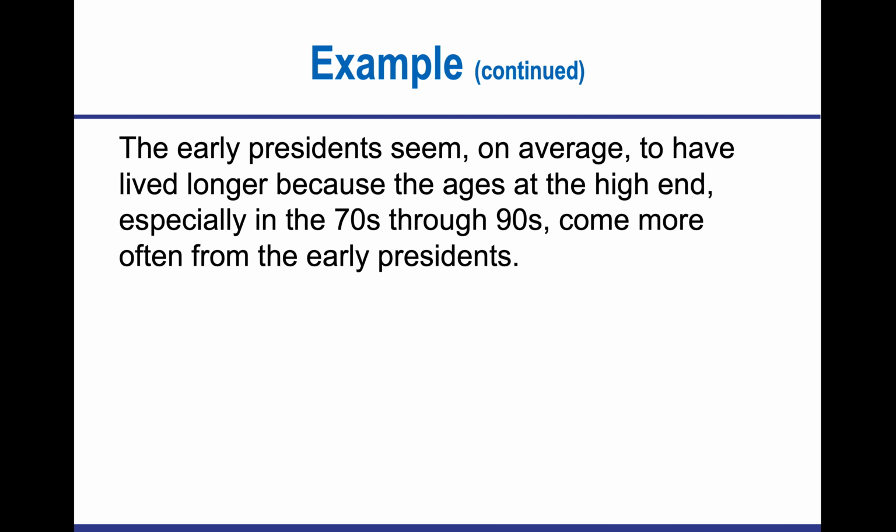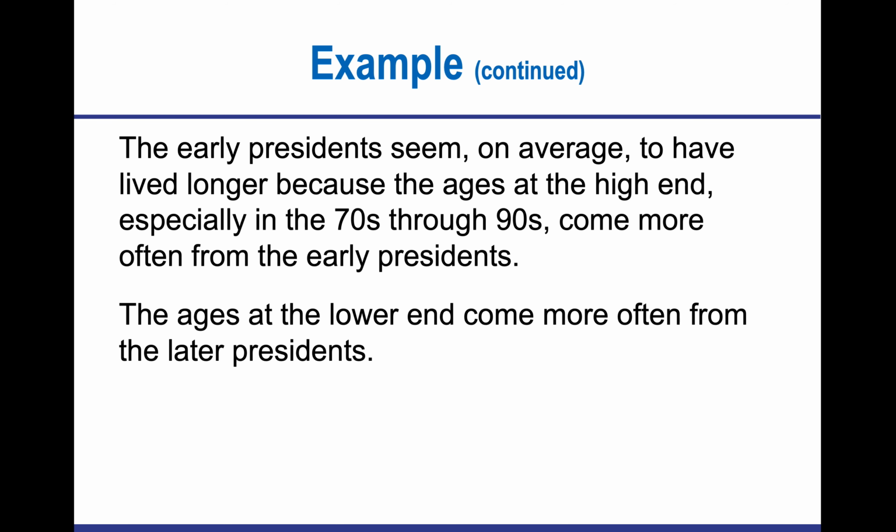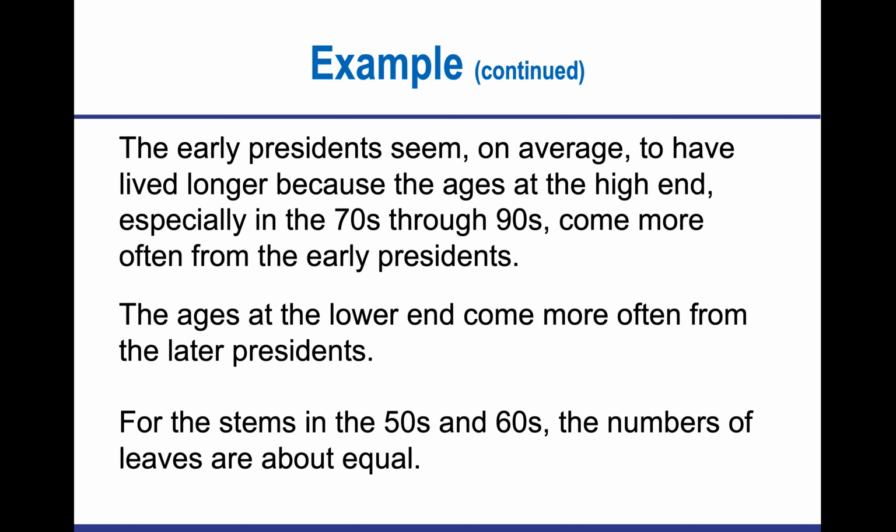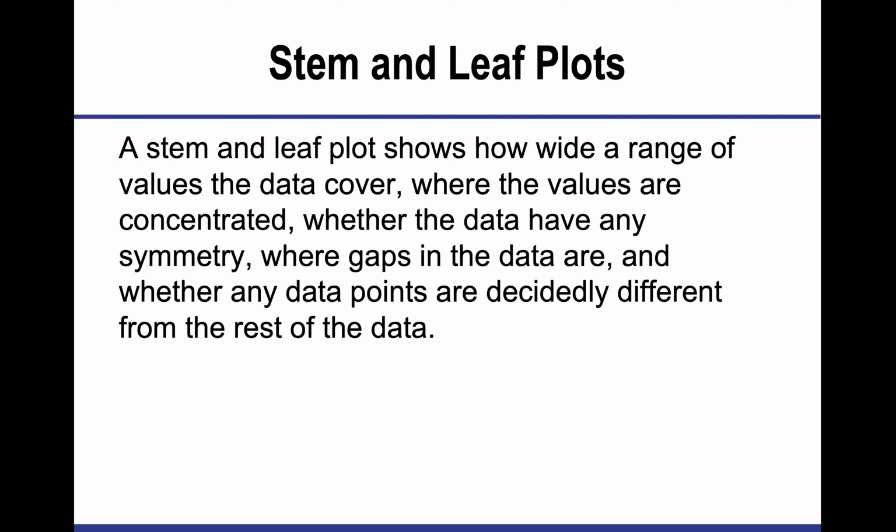The early presidents seem on average to have lived longer, and then we can possibly add a little bit of interpretation to that for why, but we really want to just focus on what do the numbers show us. So when I'm just looking at those numbers, the ages at the high end, really especially through the 70s and the 90s, come more often from the early presidents. The ages at the lower end come more often from the later presidents. So, for the stems in the 50s and 60s, the numbers in the leaves are about equal.